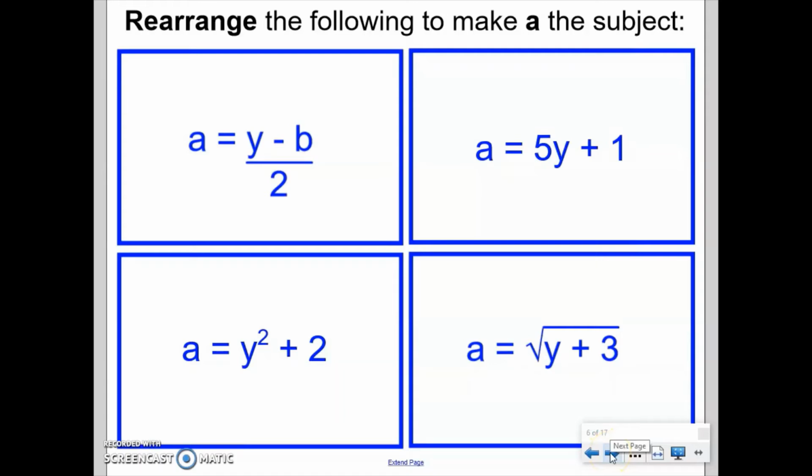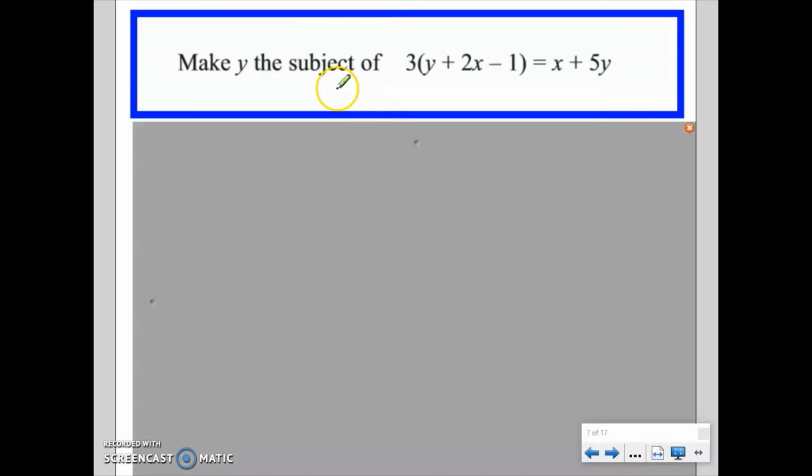Okay, we're going to get a little bit more complicated now. We're going to have a look at some more complicated questions here. What we're trying to do is exactly the same. We're trying to isolate a single letter to make it the subject. So in this question, we're trying to make y the subject. And we're going to manipulate the algebra in order to get the y by itself.